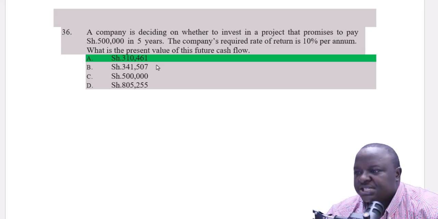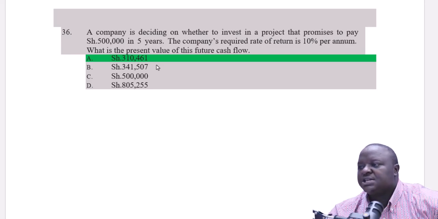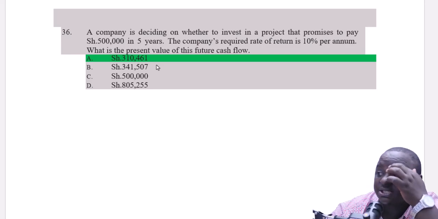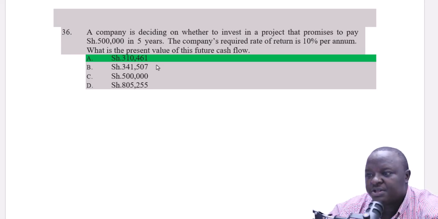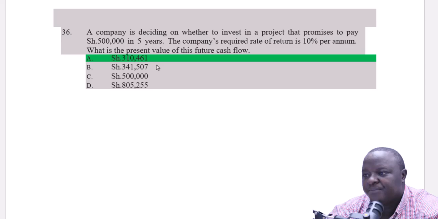A company is deciding on whether to invest in a project that promises to pay 500,000 in 5 years. The company's required rate of return is 10% per annum. What is the present value of this future cash flow?